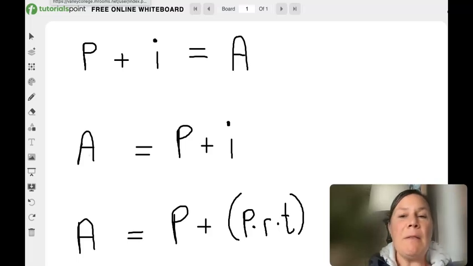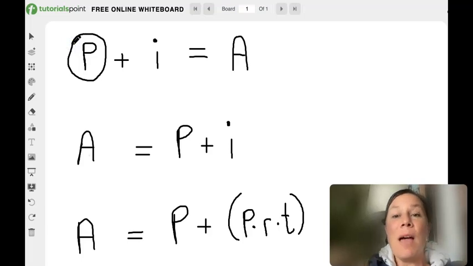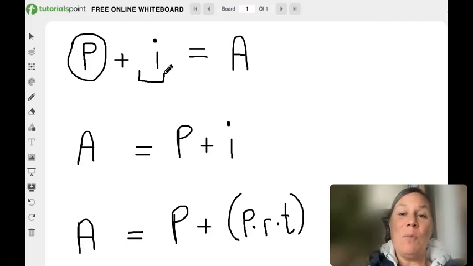Okay, so we're going to be talking about investing money. And when you invest money, it is called the principal. The principal is the amount of money that you start with, okay? So the principal is this capital P. That's how much you are starting with. So we're going to look at how much money you will have at the end of an investment period. P is the amount that you started with, and I will be the interest, so it's how much you're earning on your principal.